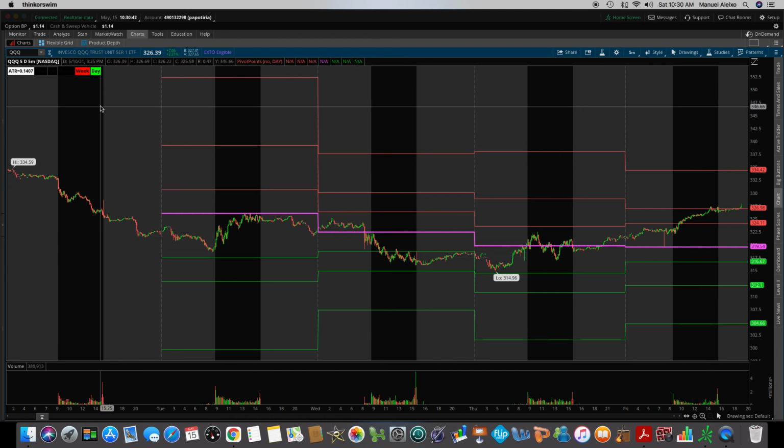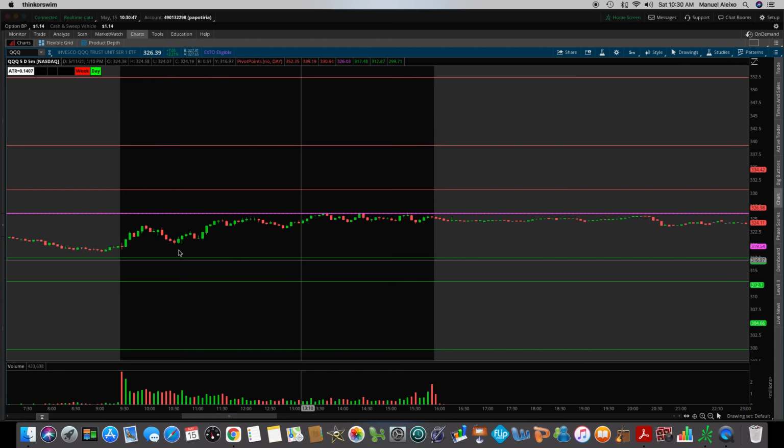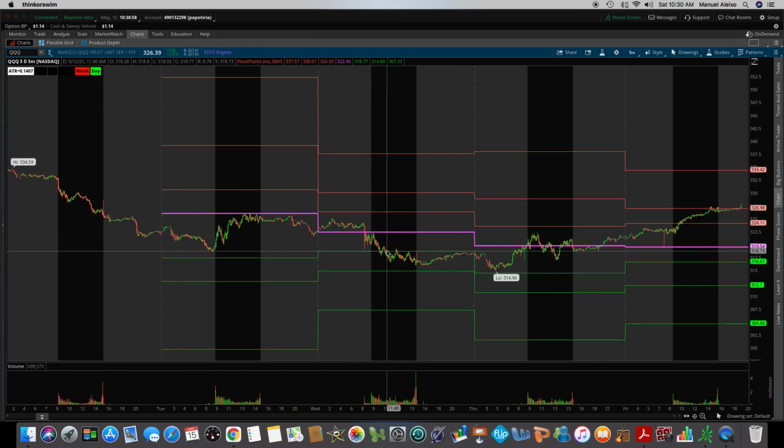I'm not saying the daily ones don't work. They do, as you can clearly see here. On this day, QQQ opened below the pivot line, and then once it got there, the pivot line became resistance, and it just went sideways from there. So these are very good indicators when you're in a trade.